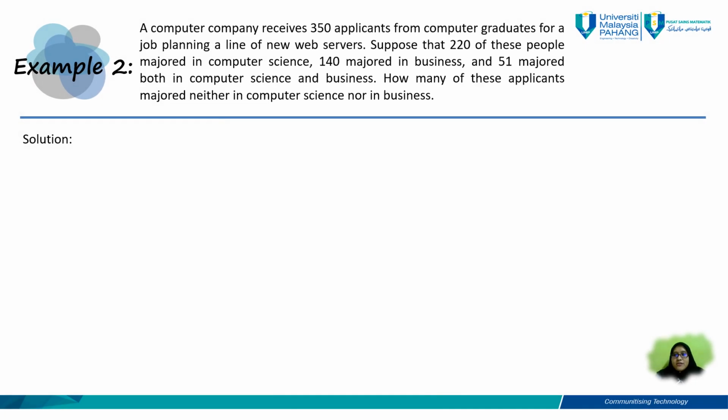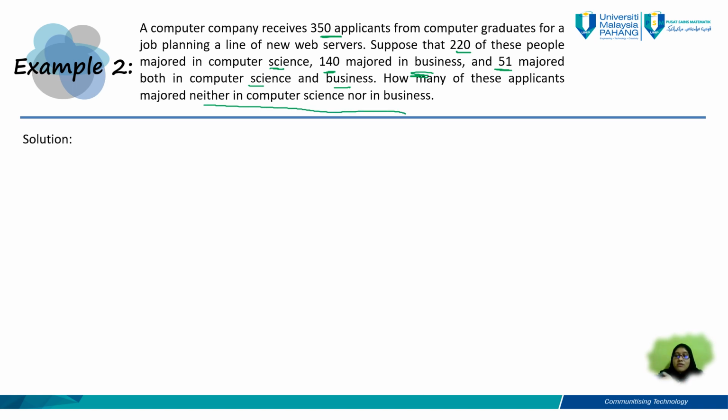Alright, so now let's try example number 2. A computer company received 350 applications from computer graduates for a job planning in line of new web servers. Suppose that 220 majored in computer science, 140 majored in business, while another 51 majored both in computer science and business. How many of these applicants majored neither in computer science nor in business?